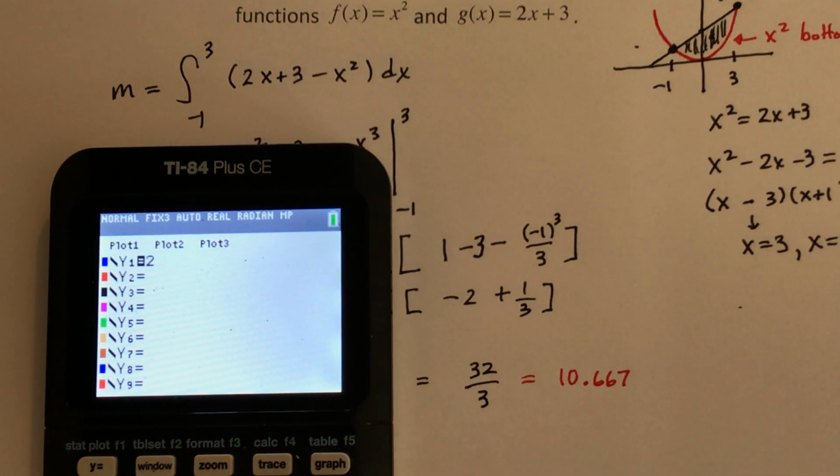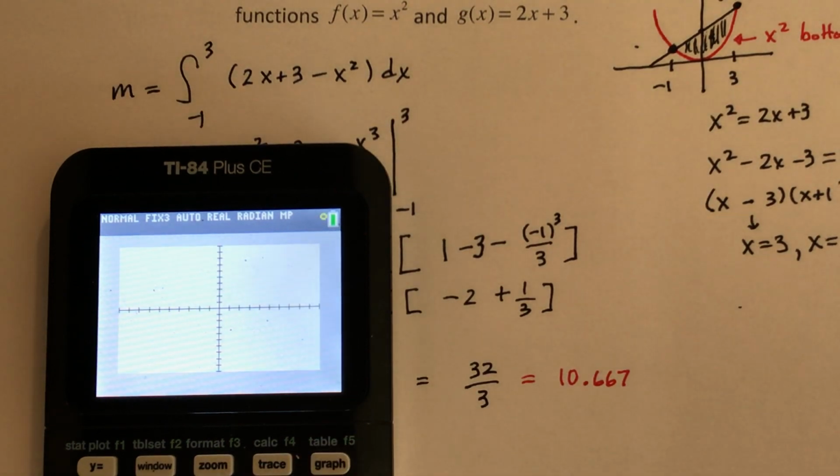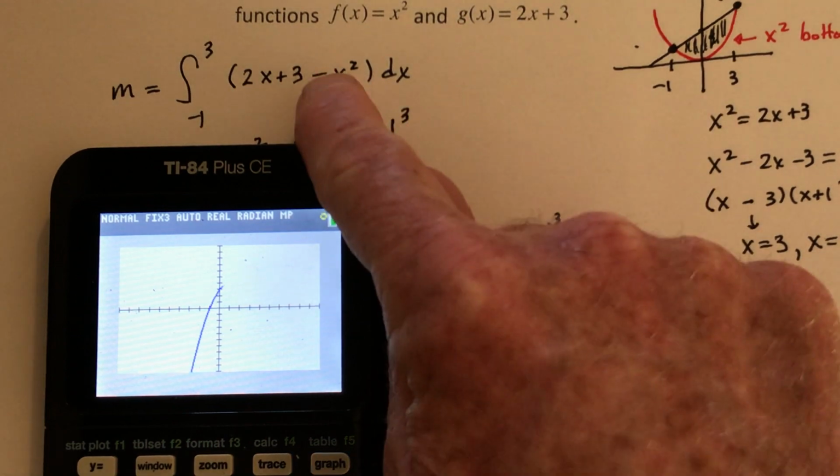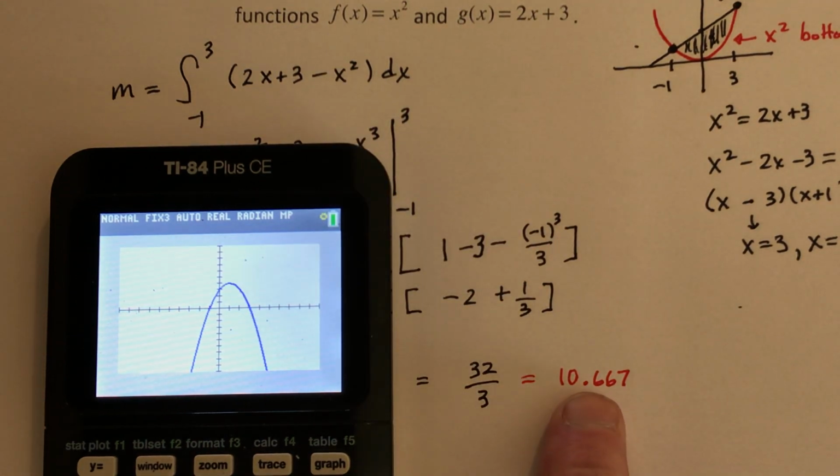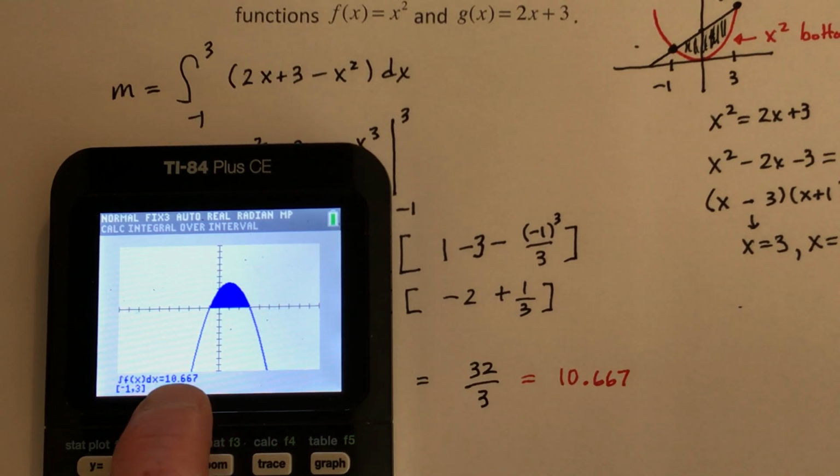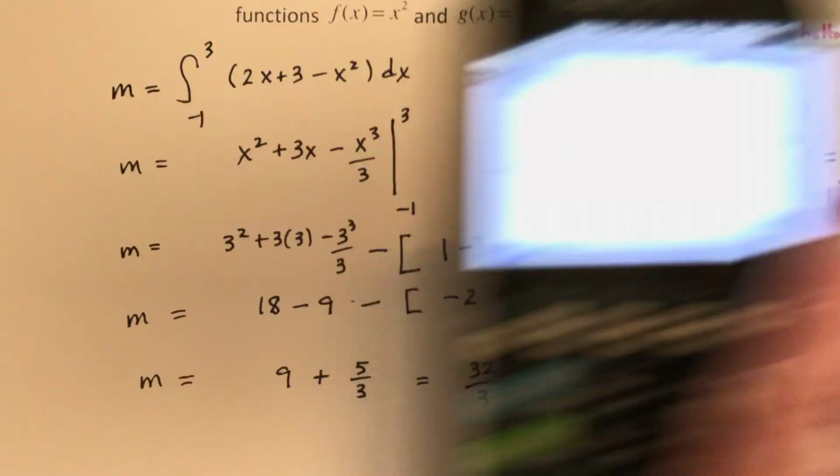So let me have 2x plus 3 minus x squared. And then the graph is going to look different because of this subtraction, but I should still get the 10.667. So then go to second, calculate number 7, and go from -1 to 3. And it says it's 10.667. So that's good news.